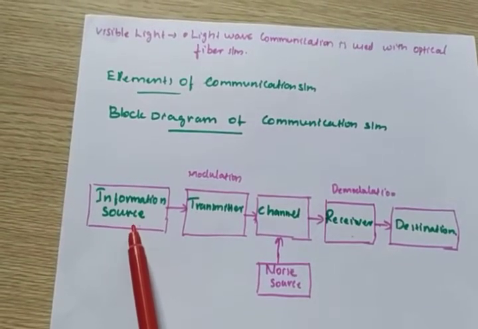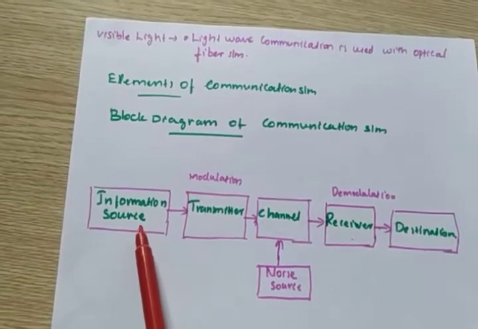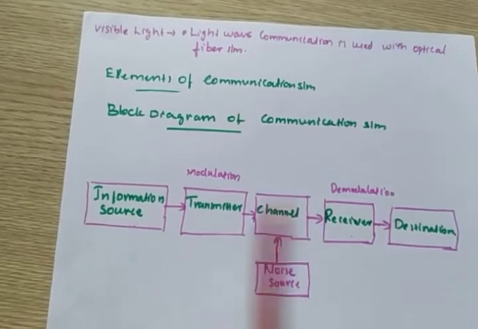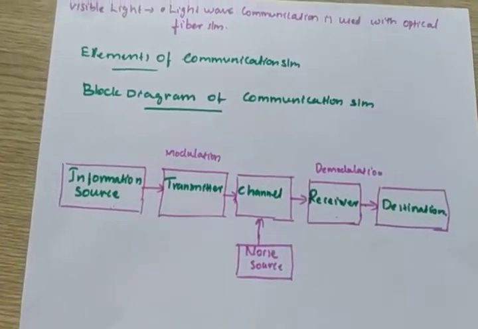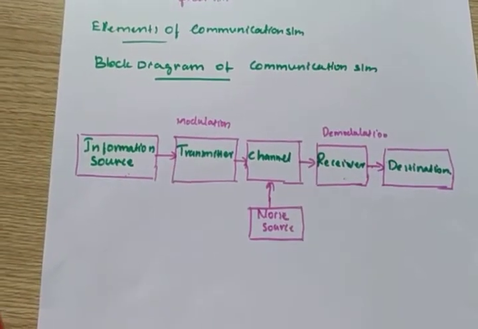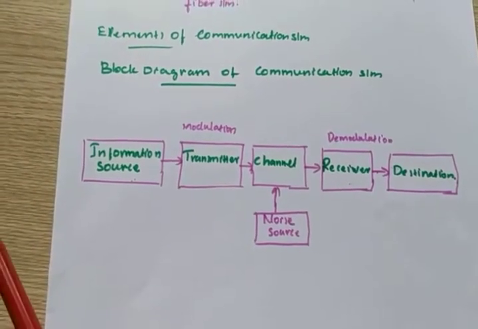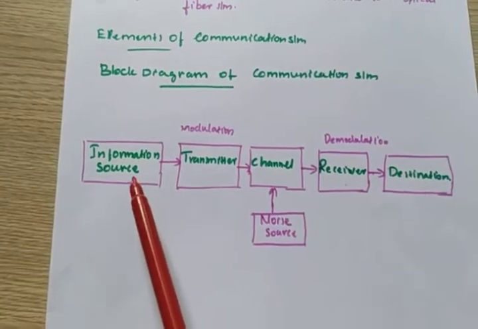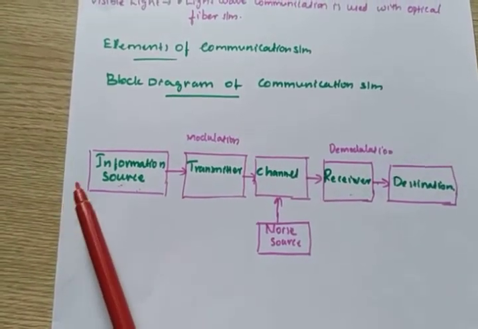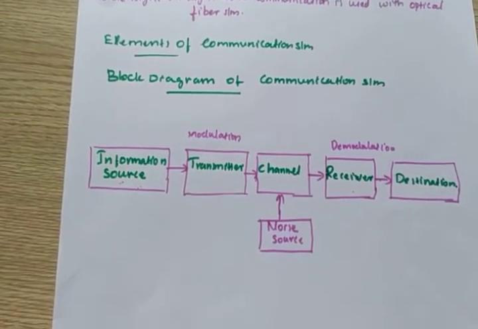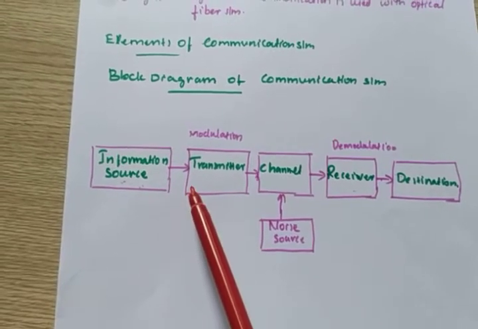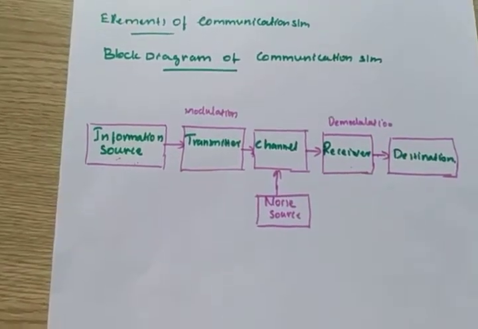First you need to convert this information, this voice or text message or image. All those things are non-electrical signals. You have to convert those physical quantities into an electrical signal. For that you need a transducer. So in this information source we have a transducer which converts the information into electrical signals, and then we need to transmit those electrical signals. For that we need a transmitter.